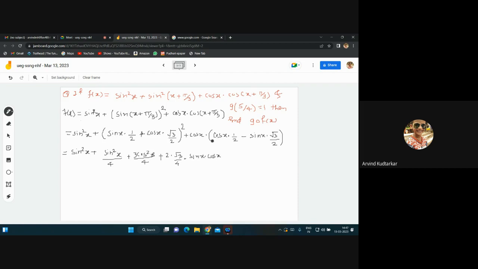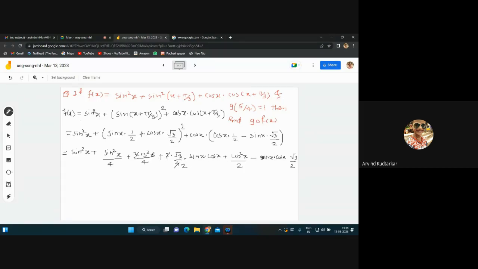Now in the second factor, what is that expansion? Cos A cos B means cos of x into cos of x, that is cos square x upon 2. Minus cos x sin x, yes, sin x into cos x into root of 3 by 2. So here the 2 gets cancelled, and they remain root of 3 by 2 sin x cos x.